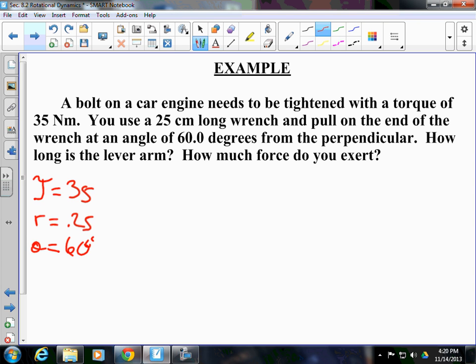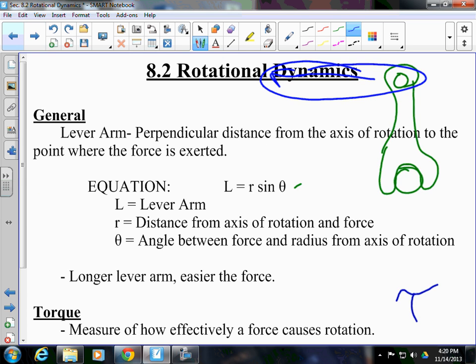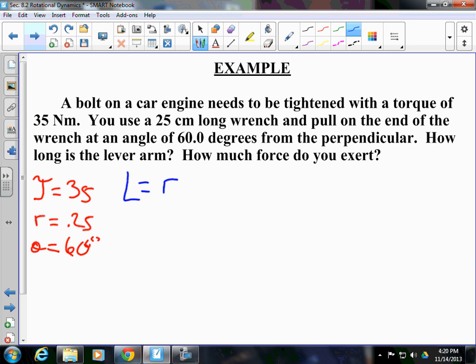The very first thing that we are trying to solve for is our lever arm. What's the length of our lever arm? Well, lever arm, remember from the previous slide, is equal to R times the sine of theta. Let's plug it in. 0.25, remember, it's in meters, times the sine of 60 degrees. And when we do that, we end up getting, with sig figs, 0.22 meters.